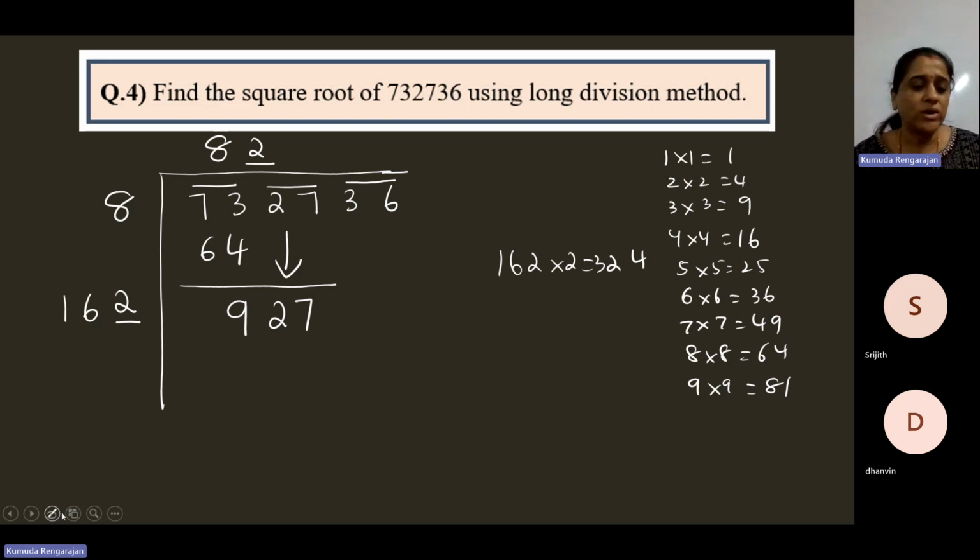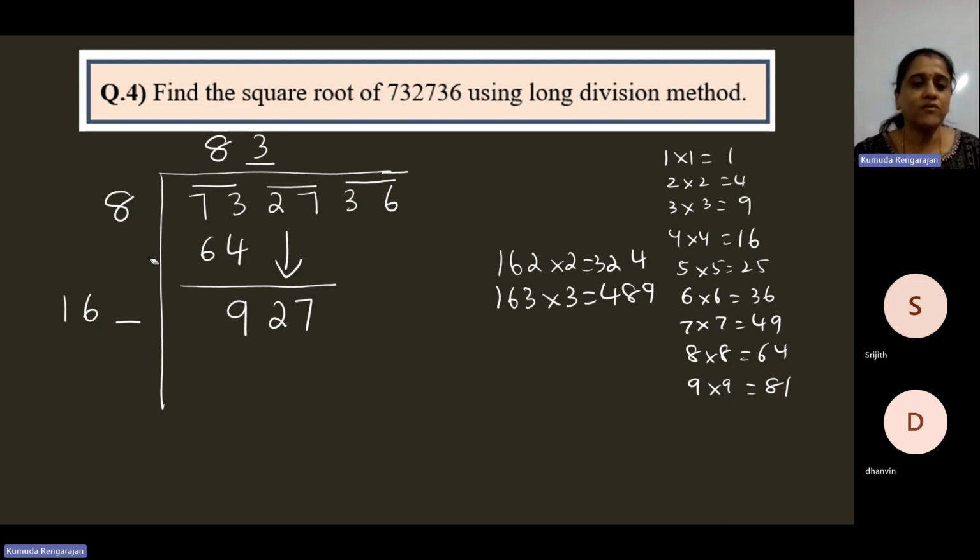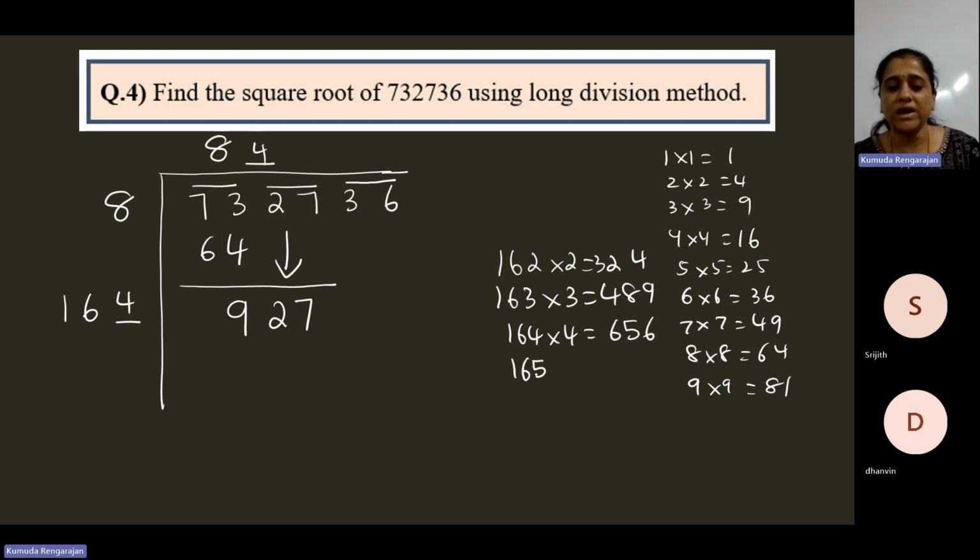So we'll try 163 into 3. 163 into 3 is 489. 489 is also very much less than 927. So we'll try 4. 164 into 4. What is 164 into 4? 656. We are getting closer, but we'll have to go ahead. 165 into 5. Are you following?